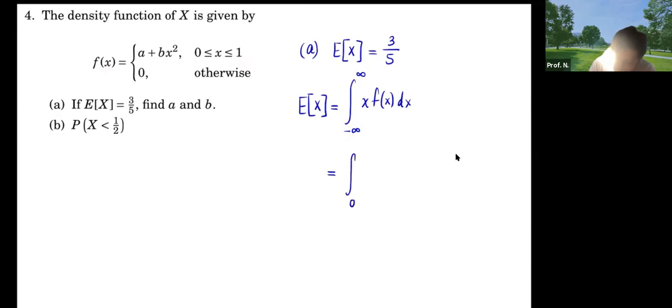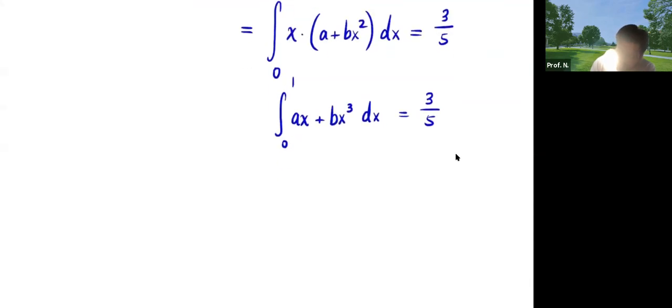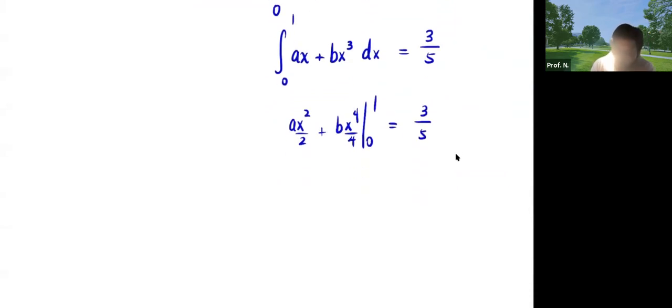So this instead becomes the integral from 0 to 1 of x multiplied by (a + b x squared) dx. This equals 3/5, they already tell me this. So all I have to do now is continue on: this becomes ax plus bx cubed, evaluated from 0 to 1, equals 3/5. Then the antiderivative is ax squared over 2 plus bx to the 4th over 4, from 0 to 1, equals 3/5. When you evaluate at 1 and at 0, you get a over 2 plus b over 4 equals 3/5.